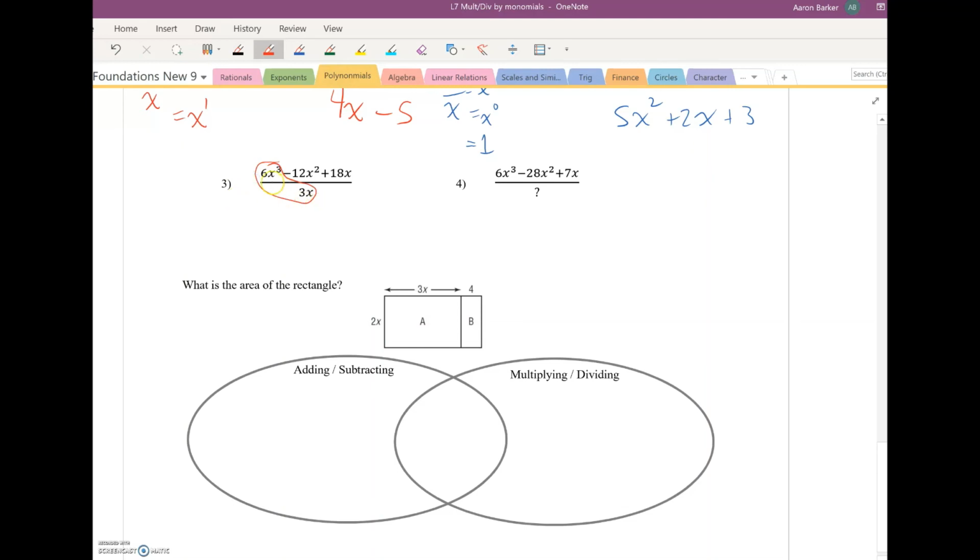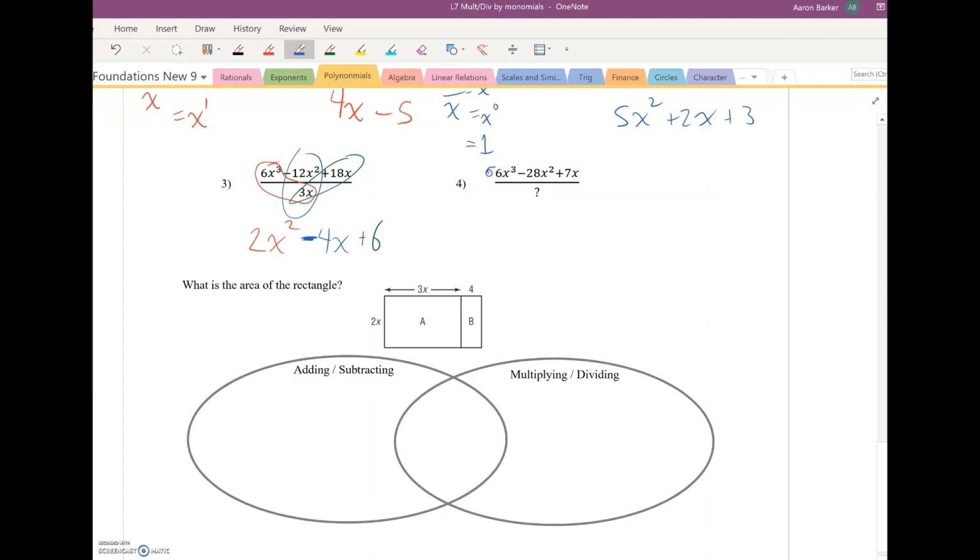There we go. Okay, for these last two questions, you can probably do these just by circling the questions as you do your divisions. 6x cubed divided by 3x, so 6 divided by 3 is 2. x cubed divided by x is x squared. Then we have negative 12 divided by 3, negative 4. x squared divided by x is simply x. And then we have 18 divided by 3 and x divided by x. That's your final answer. So you can clearly see 3 separate divisions, and I write the answers down below as I'm doing the divisions.